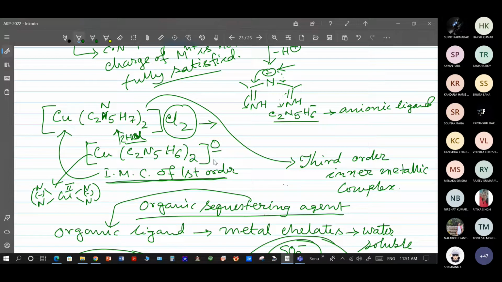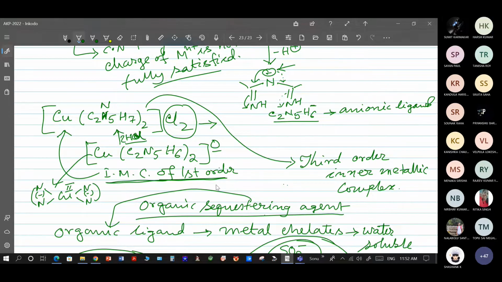So you are making a water soluble complex just after protonating some negative charges present on the ligand system of a complex, then it will be called a third order inner metallic complex. So whatever complex you have formed will be named a third order inner metallic complex. Okay, so a simple other example.